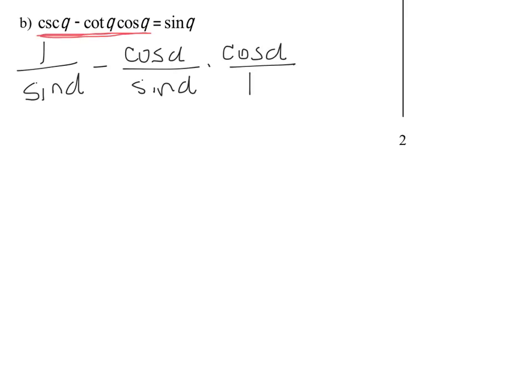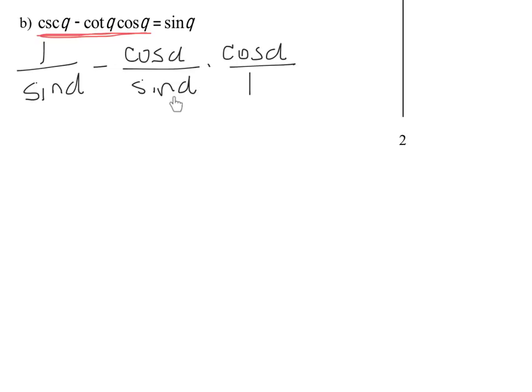I'm not going to do anything with that. I'm trying to prove that this side is equivalent to this. So the way I'm going to do that is change these into terms of sine and cosine. So cosecant is 1 over sine alpha. Then I have my minus sign. Then cotangent is cosine over sine. And then I'm just going to leave this cosine as cosine over 1.